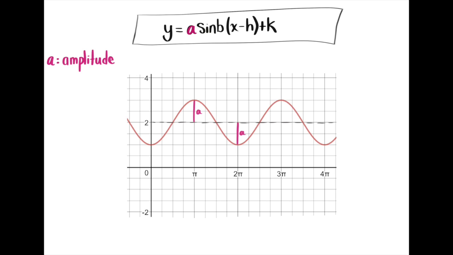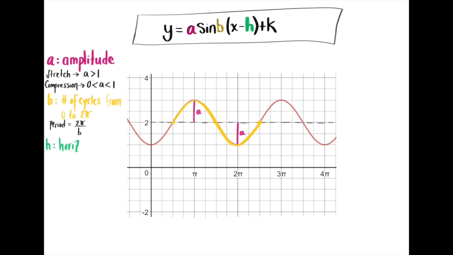The A value is the amplitude, so that's the stretch or the compression vertically, and it's measured from the midline. The B is the number of cycles from 0 to 2 pi, and it also tells us the period. So if you do period is equal to 2 pi over B, it'll tell you how long the cycle is.